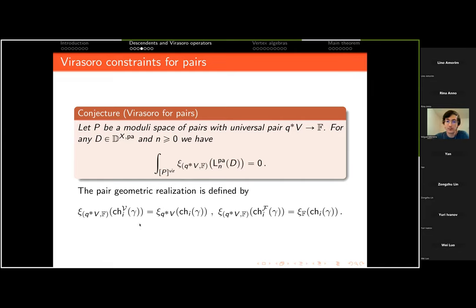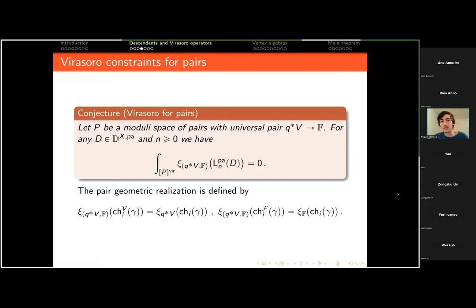And here it's just a quick explanation of what the pair geometric realization is. So we have these two kinds of symbols, and these ones are realized using the sheaf Q, pullback of V, and this one is realized using the sheaf F.